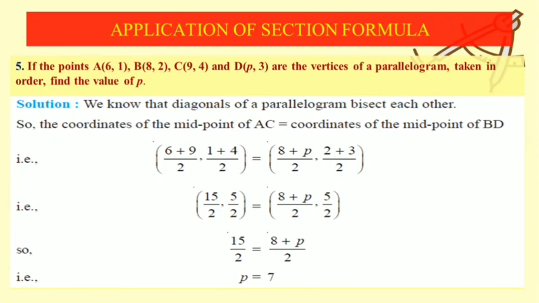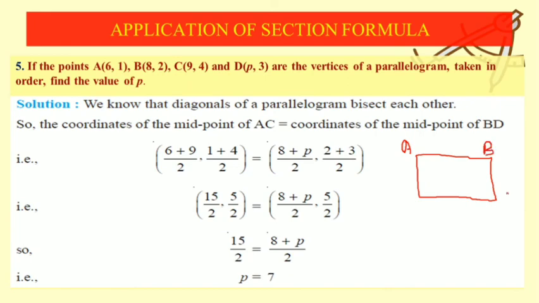Now moving on to the next question for this discussion. Now question is, if the points A (6, 1), B (8, 2), C (9, 4) and D (p, 3) are the vertices of a parallelogram taken in order, find the value of p. Now you can see these four are the vertices of a parallelogram. Now we have to find the value for p. Now children, in this question we are going to take the help of section formula, for which we will take the help of properties of a parallelogram, that diagonals of a parallelogram bisect each other.